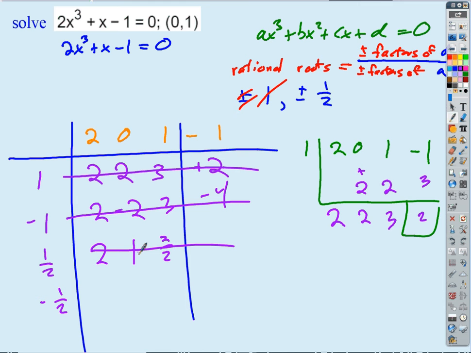So the answer is not rational. I mean, that leaves you in the lurch a little bit, doesn't it? So what do you do? There's the weakness of the rational root theorem. It's only going to give us the rational zeros of a function. So how do you find the irrational zeros? Unfortunately, you need calculus.